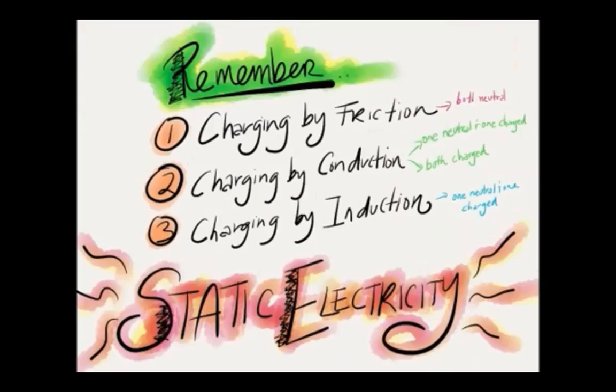Just a reminder, there are three methods of charging within static electricity. There's charging by friction, where both objects start out as neutral. The second one is charging by conduction, where there's one object that's neutral and one that's charged, and there's also a scenario where they're both charged. The third one is charging by induction, where there's one object that's neutral and one that's charged. The key thing with induction is that there's actually no contact involved.